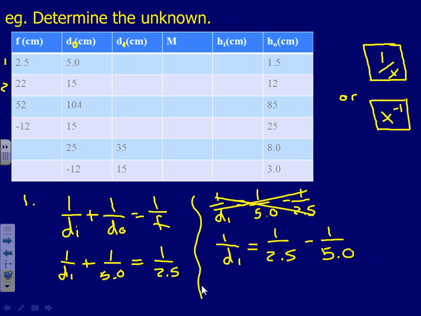It's either 1 over x or x to the minus 1. That's called the inverse button, all right? And you all know that when you take the inverse of something, you're flipping it over. So what we want to do now is take the inverse of 2.5 and subtract it from the inverse of 5. So follow along with your calculators. Here's how it works. Press 2.5. That's 2, then the little dot, and then the 5.